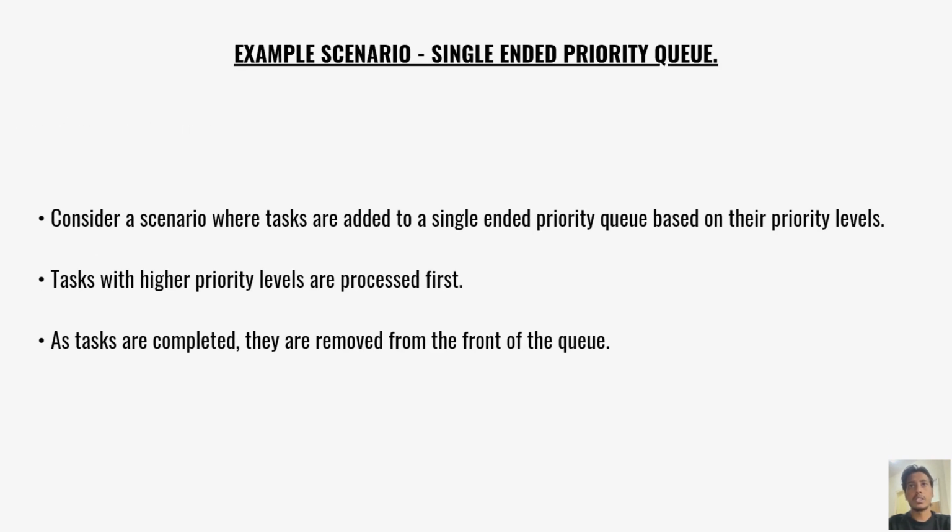Example scenario for single-ended priority queue. Consider a scenario where tasks are added to a single-ended priority queue based on their priority levels. Tasks with higher priority levels are processed first. As the tasks are completed, they are removed from the front of the queue.